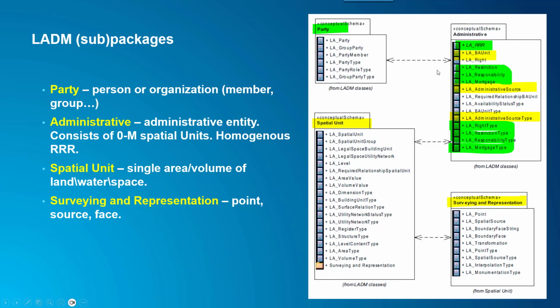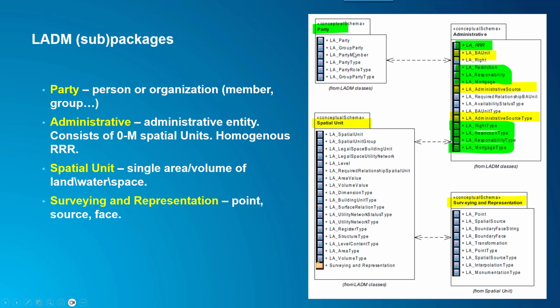LADM has 3 packages and 1 sub-package. So these are the packages: the party, the administrative, and the spatial unit, and the sub-package of surveying and representation. What is a party? A party is not going to a party. It's a person or organization. And with a party, you can also talk in terms of a member of a party or a group of parties. So a party could be a company, or it could be a household, a couple that both own a parcel. So they are a party of 2, right?